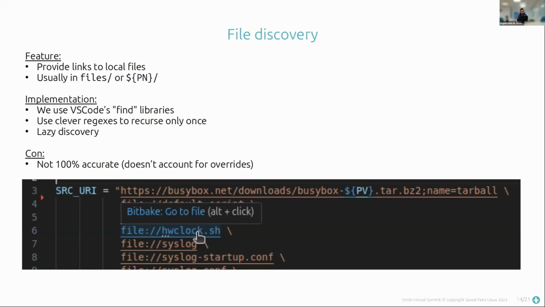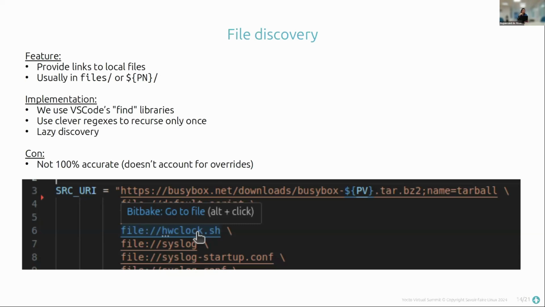So we reverted to using Visual Studio Code's find TypeScript library. Initially, our implementation was really slow. Whenever you wanted to click on any of those file statements, it would take a few seconds because we ran the find every time. So we did some optimization, and we basically used better regexes that allow us to recurse into the directories only once. And it's also done lazily, so it doesn't impact the performance of the whole IDE.